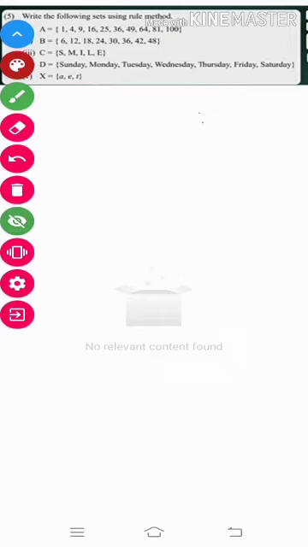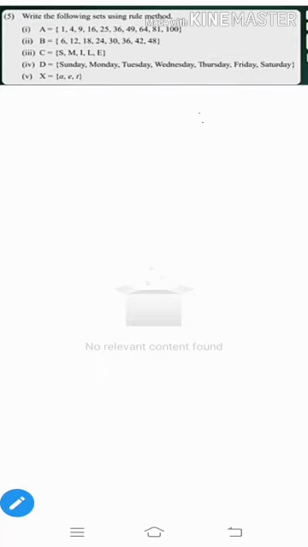So next question, that is question number 5, is: write the following sets using the rule method. Rule method means just write one statement for all the list. First one, A is equal to, we just see the pattern. Here they give numbers 1, 4, 9, 16, 25, 36, 49, 64, 81, 100. All these numbers are perfect squares from 1 to 10.